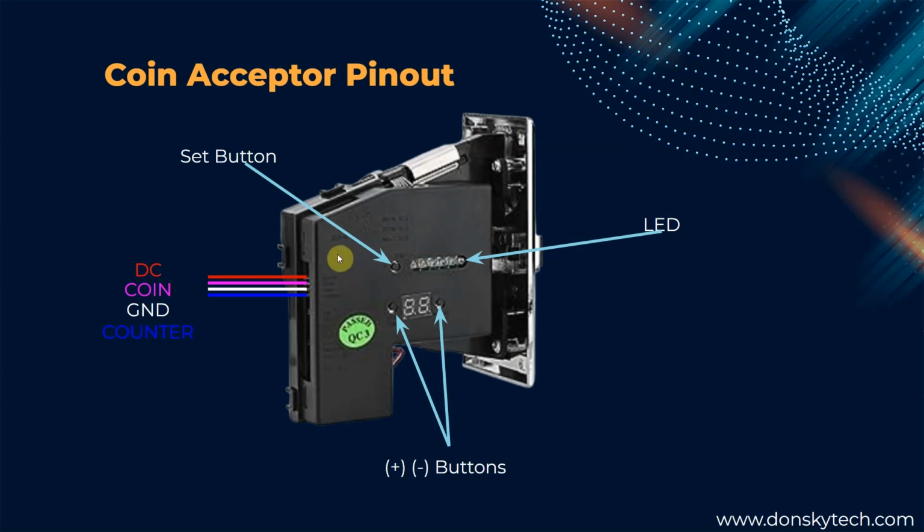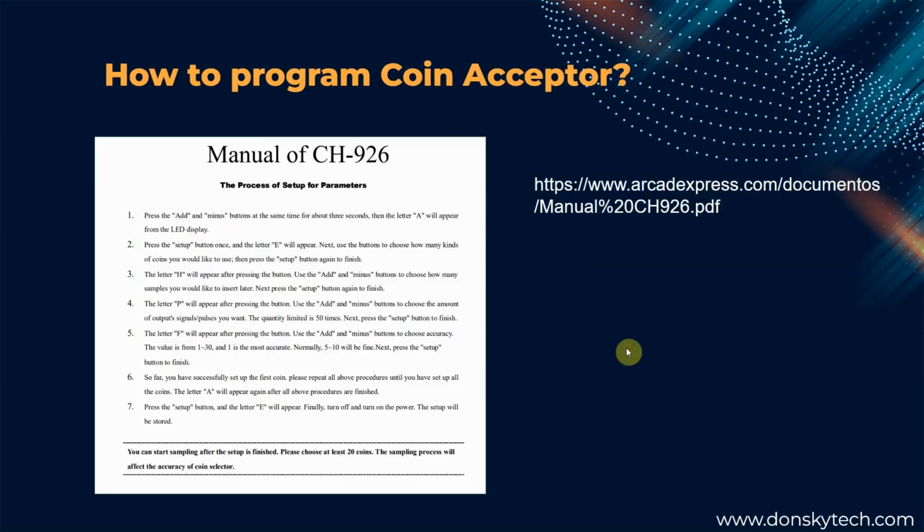It actually has 4 control pins and several additional buttons that you can push. They are actually being used when you want to program the coin acceptor to recognize the different coin denomination. So this is how the pinout of a CH926 coin acceptor is. So there is the set button and the plus minus button here and some LED together with some control pins that you can use or adjust in here.